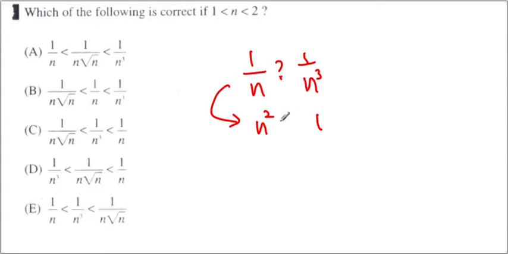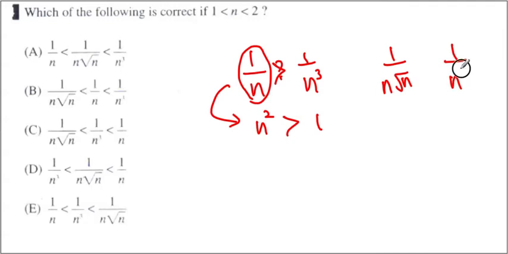Since n is between 1 and 2, if you square any one of those numbers, it will be greater than 1. Therefore this is greater. This tells us that 1 over n has to be greater than 1 over n cubed. So that's one thing that has been settled. Then let's look at the next one, between 1 over n radical n versus 1 over n cubed.